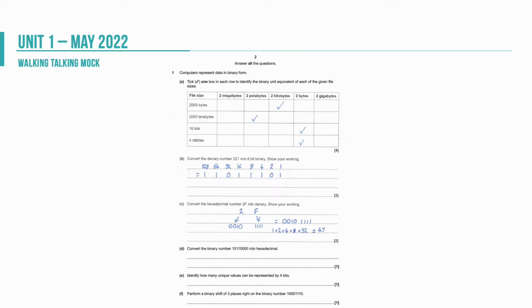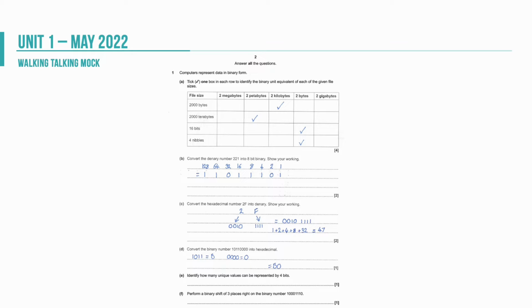I then need to convert my 1011 and I'd work out that, right, that is going to become 12, and I know that a 12 is equal to B. So my answer there is B0.